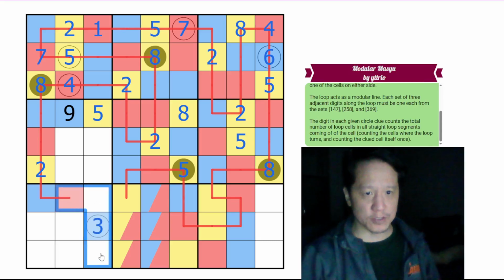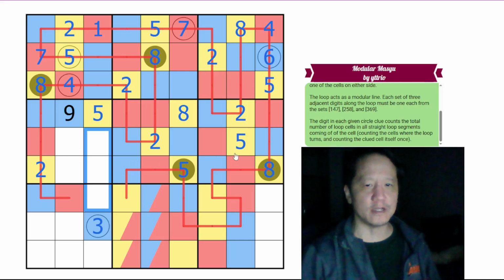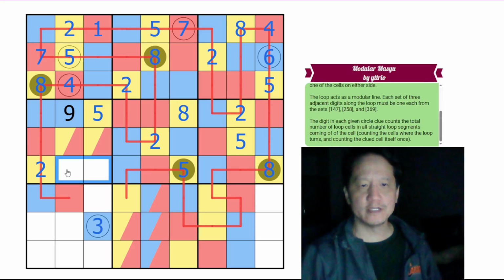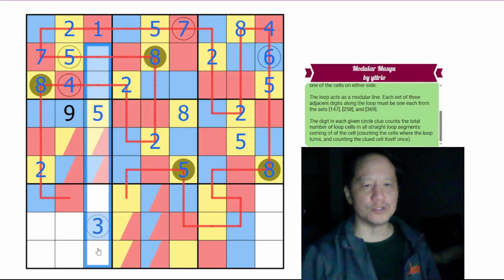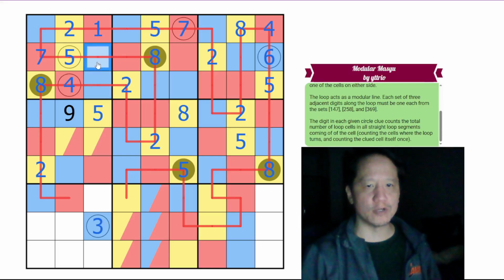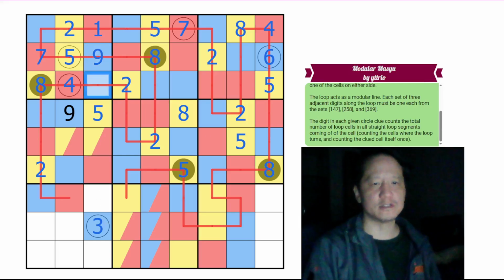Could be blue. So that means the remaining digits in row 5 are red and yellow. Remaining digits in row 6 are blue and red. And again, we have 3 blues now in column 3, so this can't be blue. This is red, which means this can't be red. That's blue. This can't be 3 or 6, so this is 9, which makes this 6 here. That makes this 3. This can't be 3 or 6, so it's 9, which makes that 6.